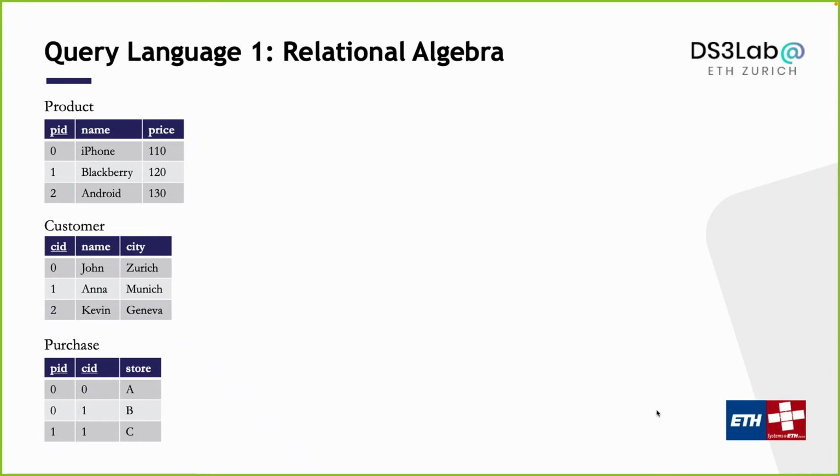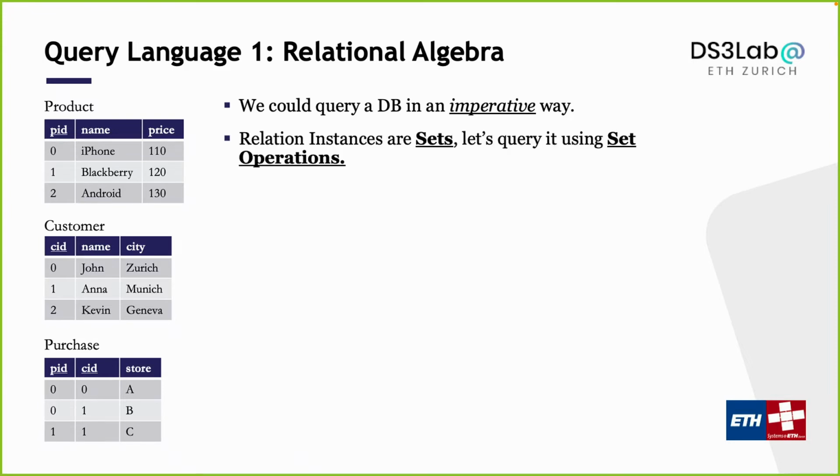So the first language we are going to talk about is called Relational Algebra. And that's actually very simple. We are going to deal with this very simple database instance with 3 different relations: product, customer, and customer purchase product. The high-level idea in relational algebra is that you can represent your query in an imperative way, because relation instances are sets of tuples. So there's nothing stopping us from manipulating them using set operations.